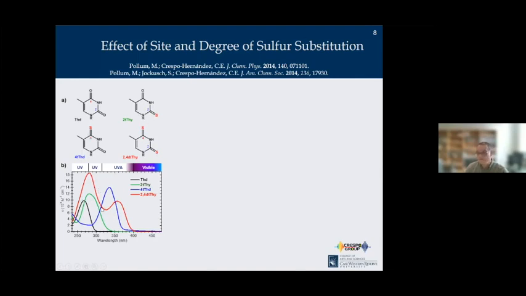As we mentioned before, the position 4 seems to be more important for controlling the photoreactivity. And then when you substitute both, we can redshift the absorption even further. So now we can actually have this double substituted thymidine base and excite at 400 nanometer as a photosensitizer.